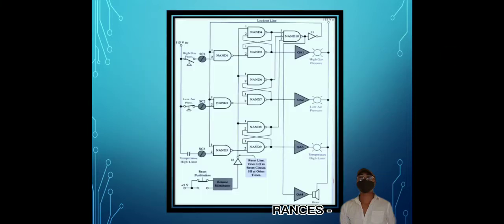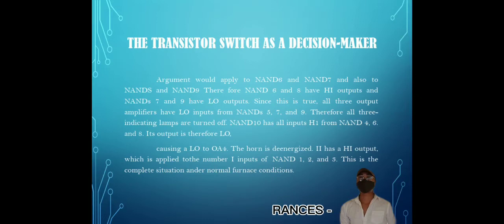This is the diagram. The transistor switch decision maker. A high should be applied to NAND 6 and NAND 7, and also to NAND 8 and NAND 9. Therefore, NAND 6 and 8 have high outputs and NAND 7 and 9 have low outputs.